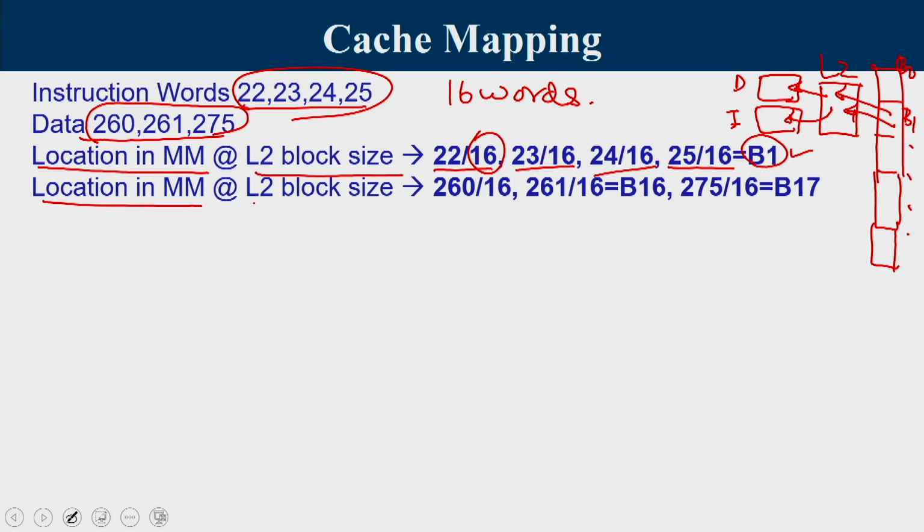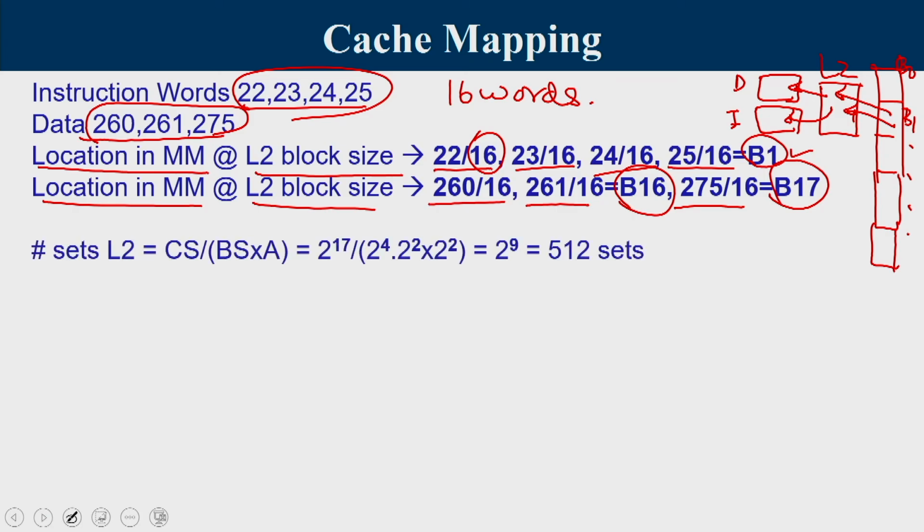Similarly, location in main memory for L2 block size: 260 and 261 will be part of B16, block 16, whereas 275 is part of block 17. When you find the number of sets in L2, it is the cache size divided by block size times associativity. L2 is 128 kilobytes, so 2 power 17 divided by 16 words, that is 2 power 4, and each word is 4 bytes. So, block size is 2 power 4 into 2 power 2, and it is 4-way associative. So, I have 512 sets.